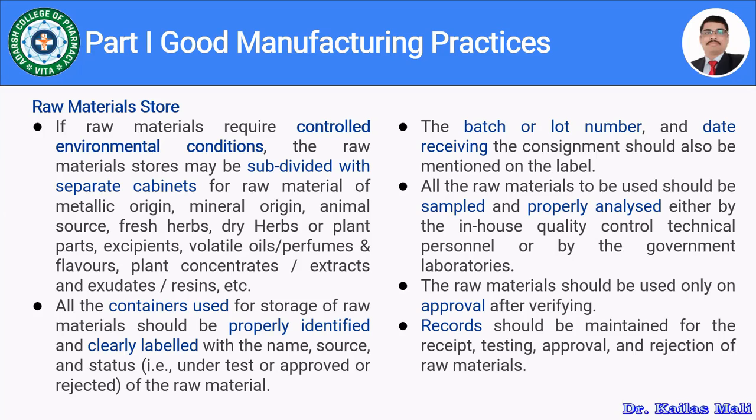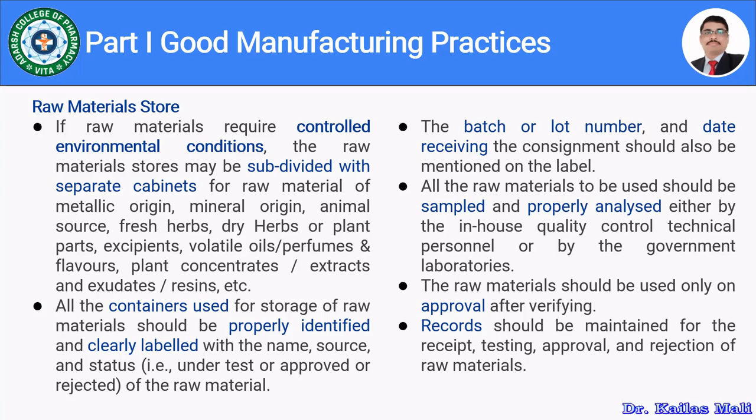So whatever raw material reaches from the market, initially we are supposed to place it into quarantine. Then the sampling is done. The quality control department collects the sample. They will check all the quality control parameters, right? And according to that, we should label it as under test, approved, or rejected. And thereafter, one should shift the raw material into the particular area.